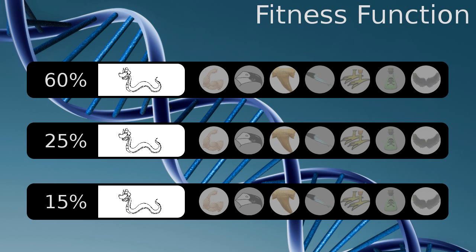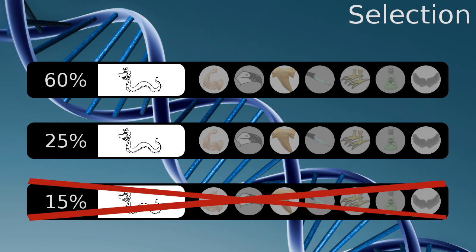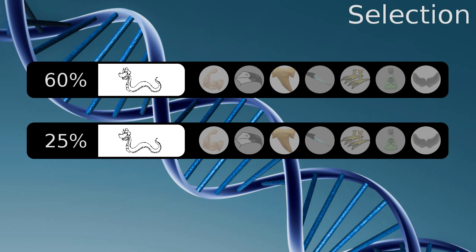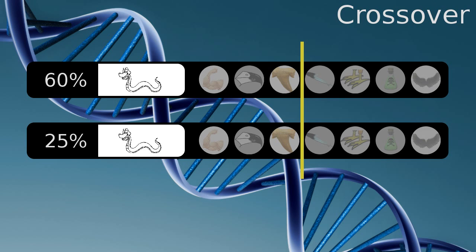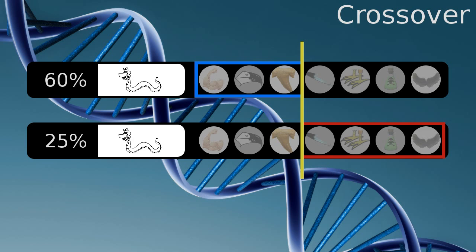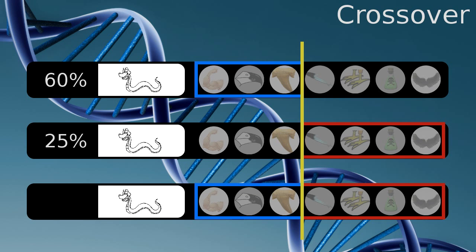The least fit individual will be dropped out of the population and no longer able to reproduce, while the remaining individuals go through a crossover state. In crossover, the individuals reproduce, and a random crossover point is chosen that will be used to mix the genetic information, or the strings, of the different individuals into their offspring.